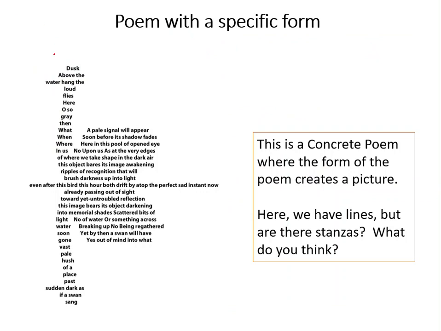Here, the form of the poem creates a picture, and we have a swan on the water, and then the swan's reflection. Dusk, above the water hang loud flies, here oh so gray, then what, when, where? Or you could read it, what? A pale signal will appear. When? Soon before its shadow fades. Where? Here in this pool of opened eye. In us? No, upon us, as the very edges of where we take shape in the dark air. This object bears its image, awakening ripples of recognition that will brush darkness up into light.